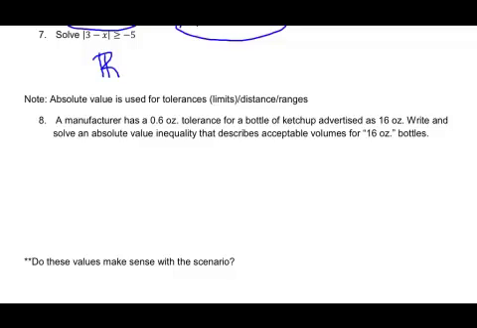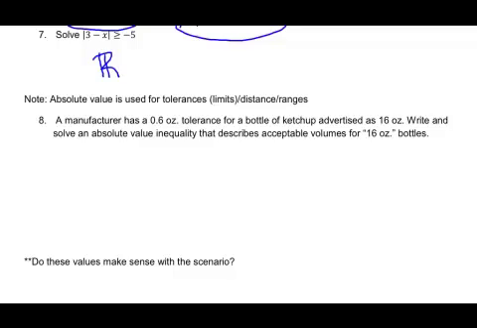So what happens in manufacturers is that if a bottle says that it's 16 ounces, it can be within 0.6 ounces and still be considered a 16 ounce bottle. So it could be 16.6 and they'll still call it 16 ounces. It can be 0.6 less than 16 and it can still be counted. So what we need to do is find what those acceptable values are using an absolute value inequality.